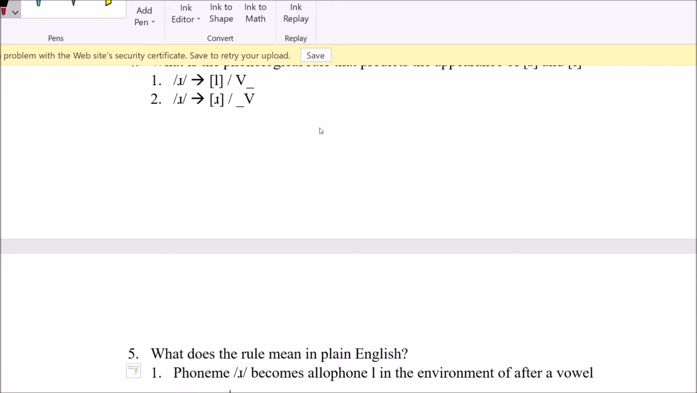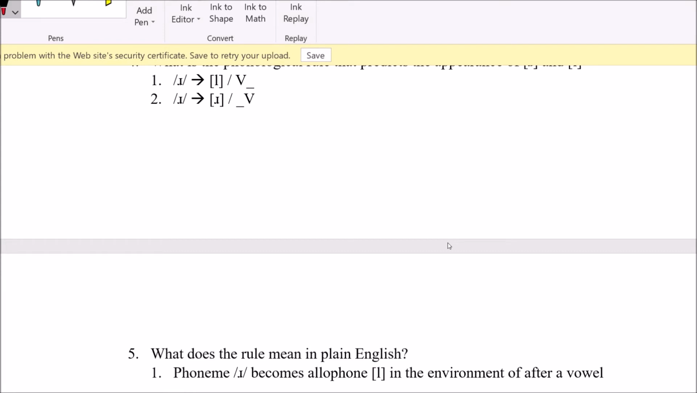Phoneme becomes allophone in the environment of before a vowel. So again, this process is the actual science of linguistics. This is where I've got to be precise on my notation, gotta include the brackets, but this is where these rules come from that we have talked about in class, is this process.